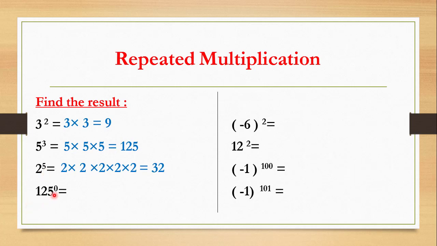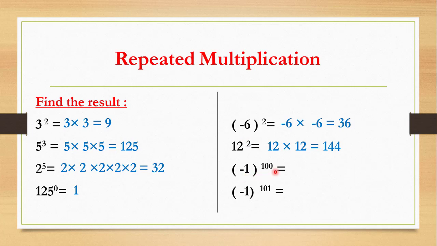125 to the power 0. We said before, any number to the power 0 is 1. Negative 6 to the power 2 means negative 6 times negative 6. And we said before, negative number, even power, positive number. So the result will be 36. 12 to the power 2 will be 12 times 12, which is 144.